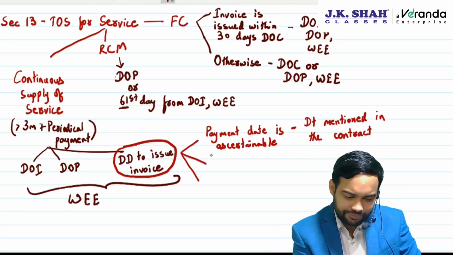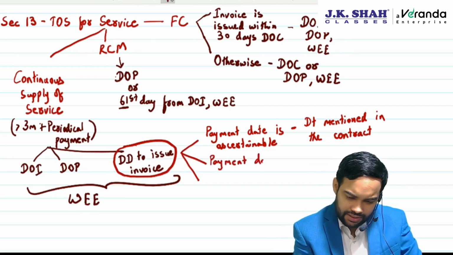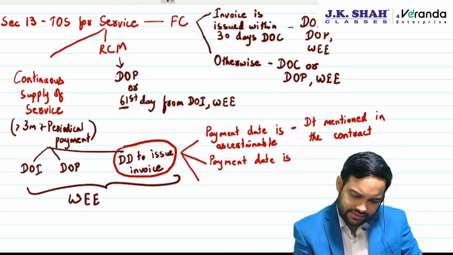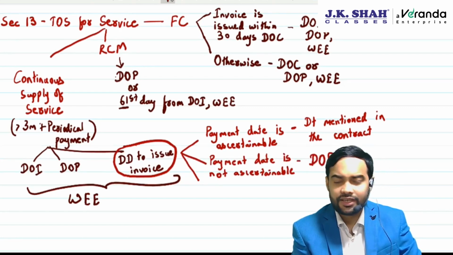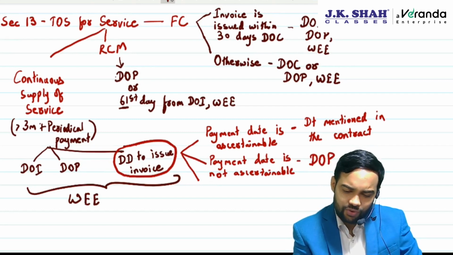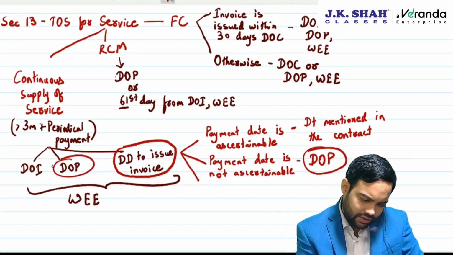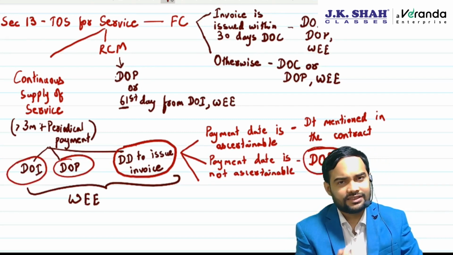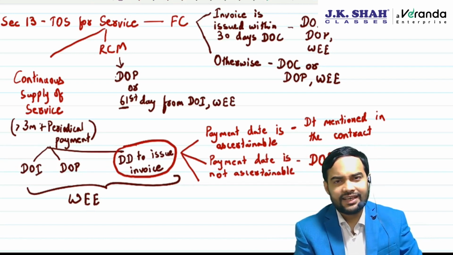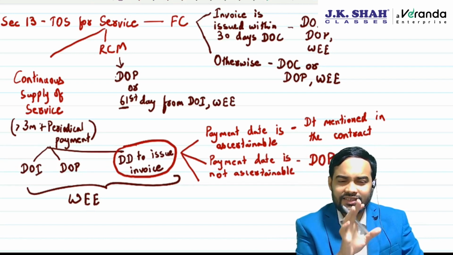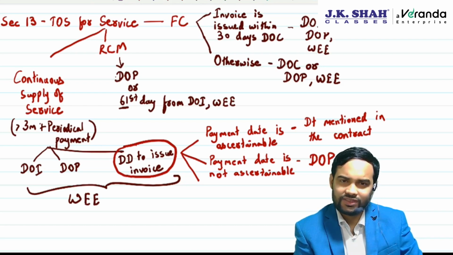Say suppose payment date is not ascertainable. Now if the payment date is not ascertainable, then the law has simply said to use date of receipt of payment. But if you use this DOP or DOI, you will get the answer of DOP or DOI, whichever is earlier. Because if the contract is silent, then nothing can be used, and that's why the law has just used invoice or payment, whichever is earlier.